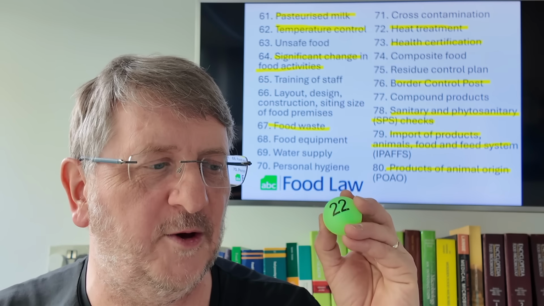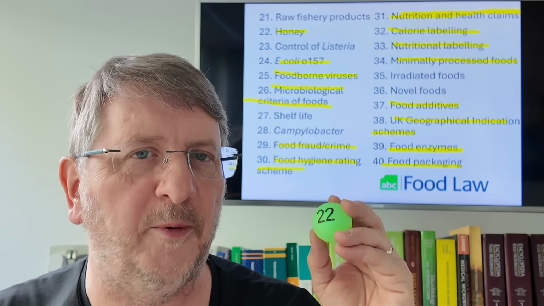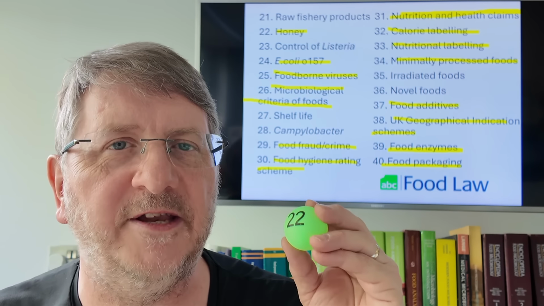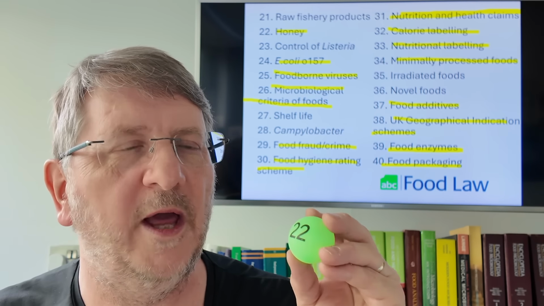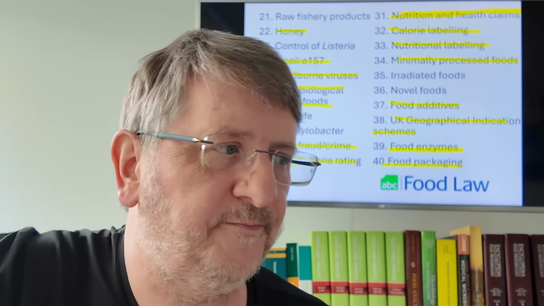Number 22. We have honey. Honey is very vulnerable to fraud. Honey has standards about it, compositional and labelling standards. So it falls within the food standards category.